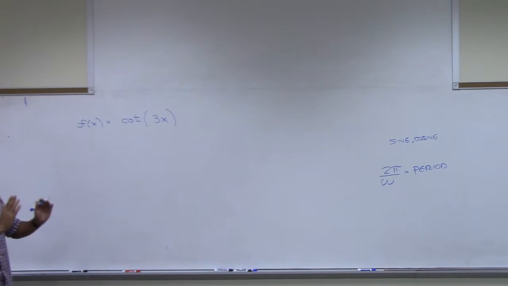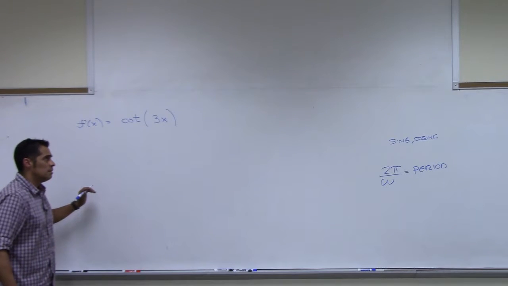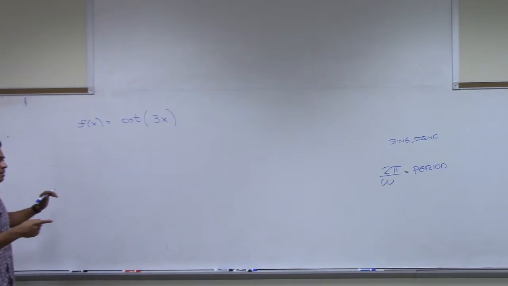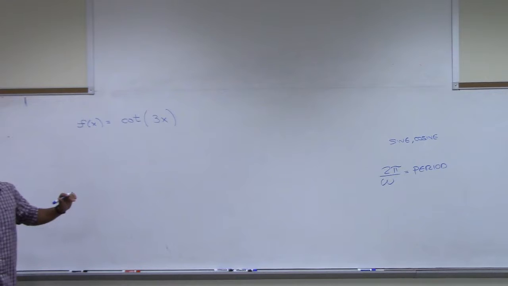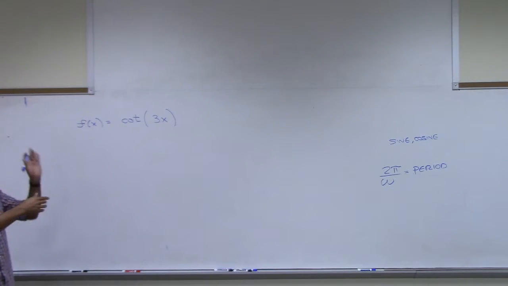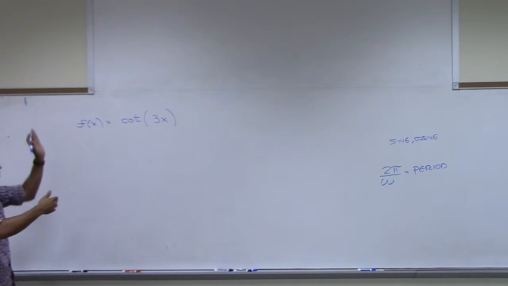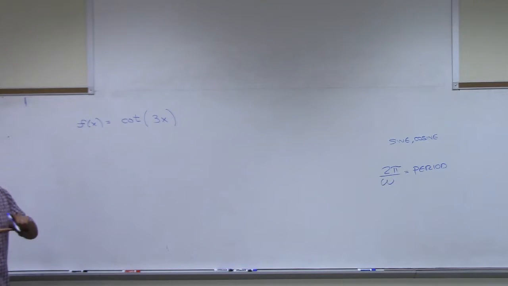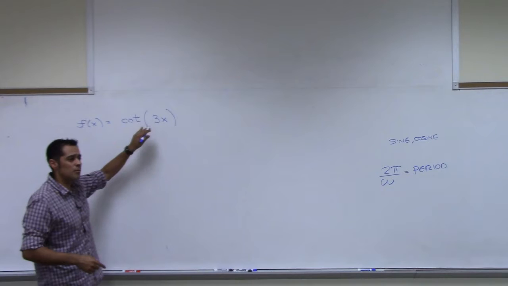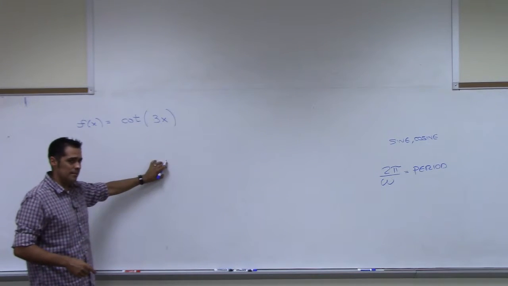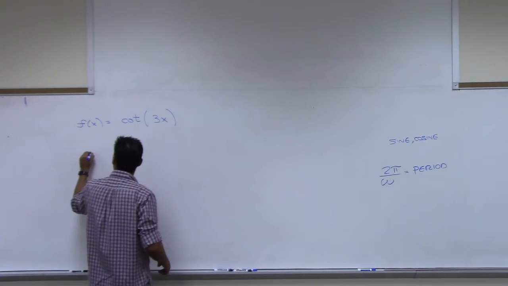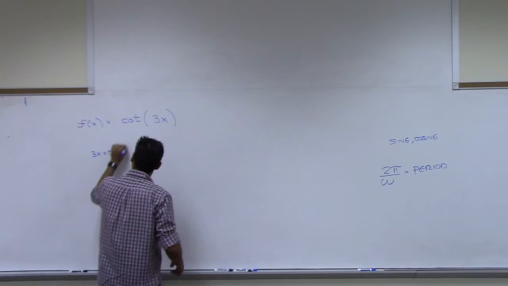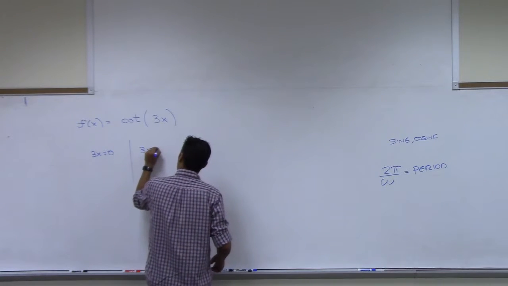So cotangent was negative pi over 2. That was tangent. For cotangent, 0 to pi. The one we just graphed, we said the first vertical dotted line was at 0 and the second one was at pi, right? For cotangent, we are going to always just set this inside equal to 0 and pi. So I take the argument, set it to 0, and the argument, set it to pi.